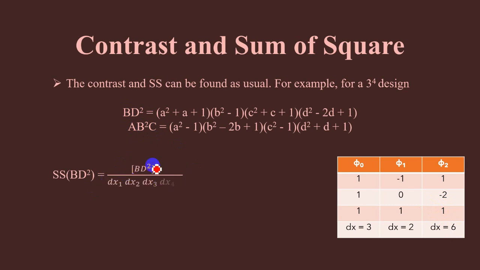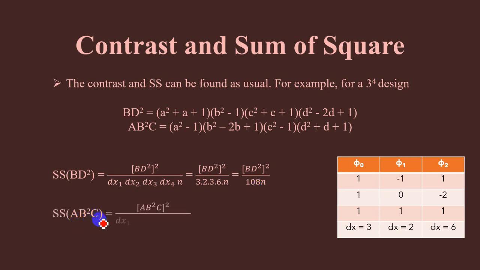Now if you see, the sum of square for BD square is square of contrast for BD square, and the divisor is for A, because A is absent, so the divisor will be 3. B is contributing linearly, so divisor is 2. C is absent, so it is 3, and D is contributing quadratically, so its divisor is 6. Because the design is replicated n times, so we multiply by n in the denominator, and this multiplies to 108 times n.